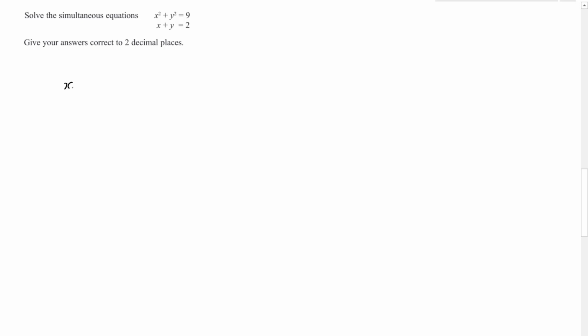But let's say if x plus y is equal to 2, that means that x is going to be equal to 2 minus y. Okay, so just rearranging this, moving the y across to here. And this is the equation that I'm going to substitute into x squared plus y squared is equal to 9. So x is 2 minus y. So I have (2 minus y) squared plus y squared is equal to 9.